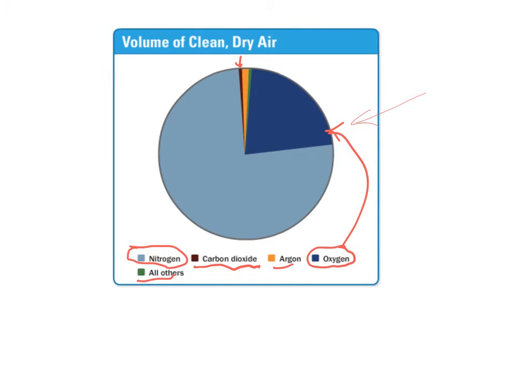So this is what our air sample would be like if you were to go out and just collect a sample. Most of it, once again, is going to be nitrogen. There's a large oxygen component, and then there's this carbon dioxide component, which will come into play later on.